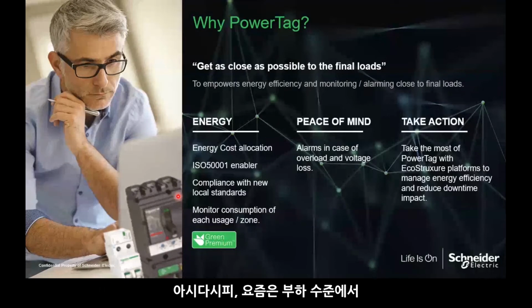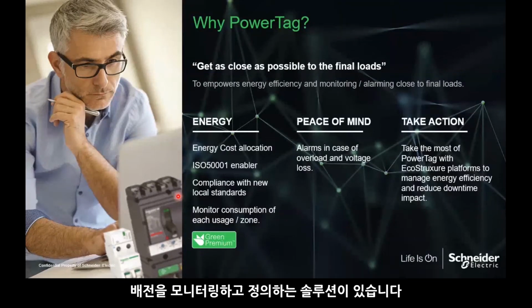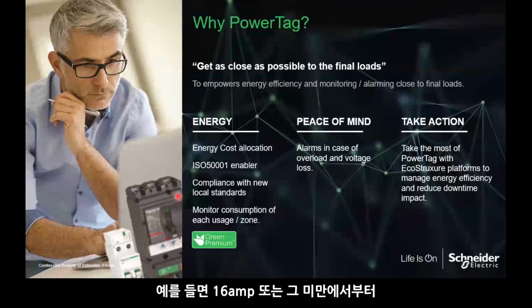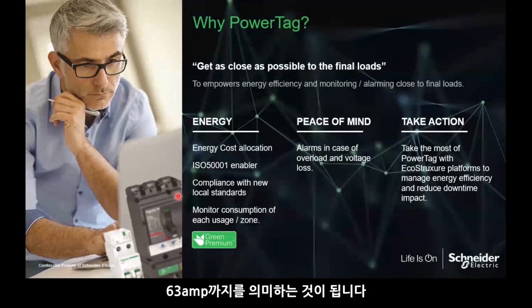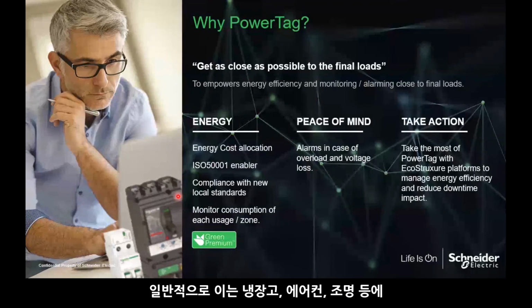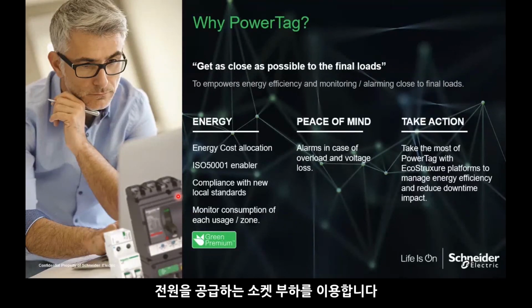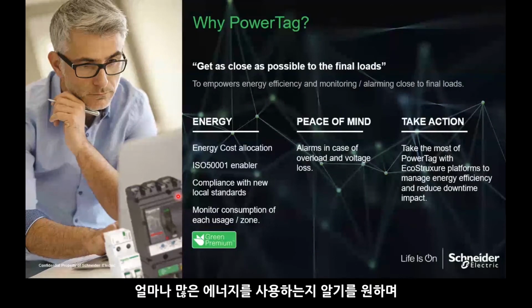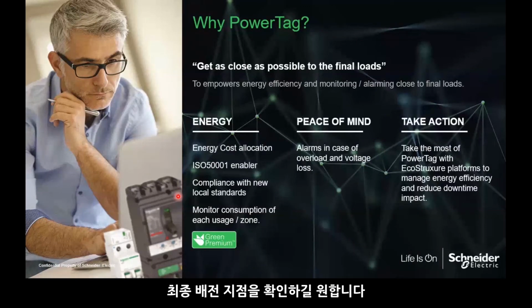As you know, at the load level, today we have a solution to monitor at the final distribution load level. When we say load level, we are talking about all those very small amperes, from maybe 16 amps or even less than that, all the way to 63 amps. These are normally used for things like socket loads, like powering up refrigeration, air cons, lightings. Sometimes you may want to understand how much energy you consume for lighting loads, socket loads, really looking at the final distribution side.